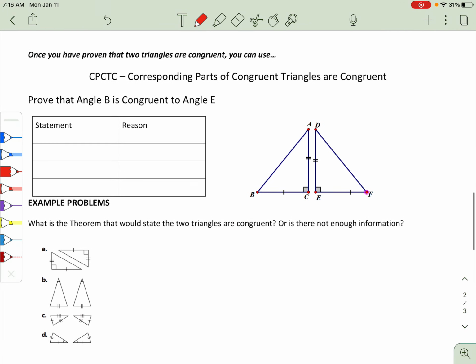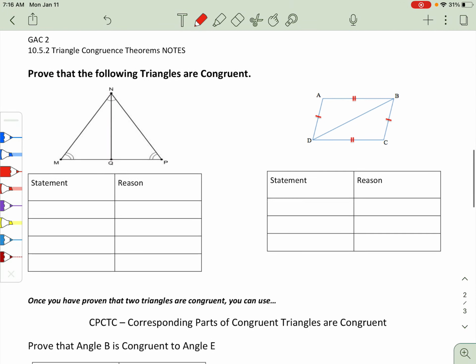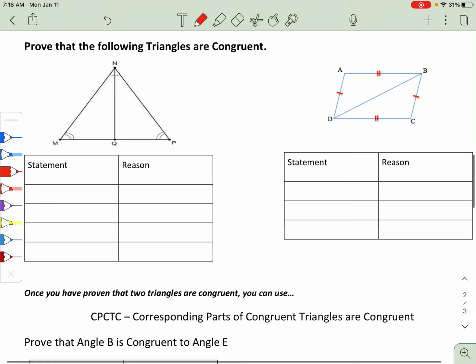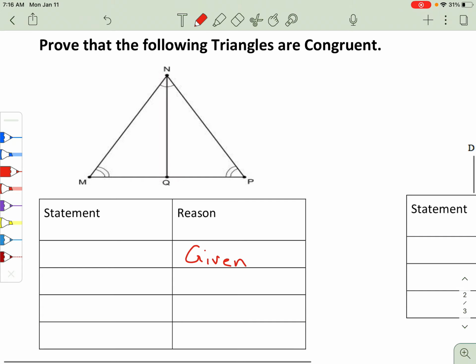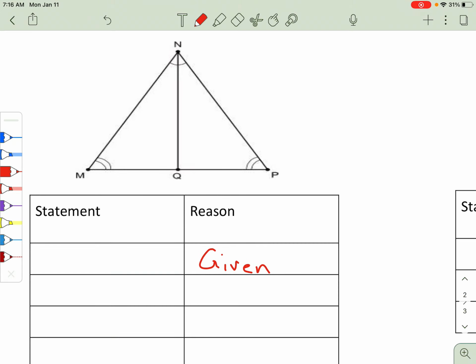So now at this point, let's put them together. Let's work through a couple proofs here. So number one, prove that the following triangles are congruent. All right, so always state your given first. Okay, so in this one, let's see. They give us that angle M and angle P are congruent.